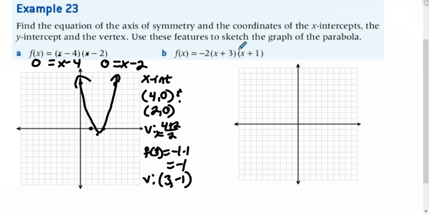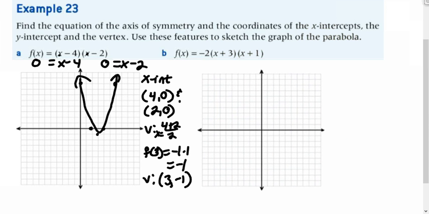Okay, last one, practicing this. Now I'm giving you an a value as well, but everything's still done pretty much the same way. I'm just going to slide this over to give myself some space. Okay, so x-intercepts. If I set my factors equal to 0, my x-intercepts would be (negative 3, 0) and (negative 1, 0).